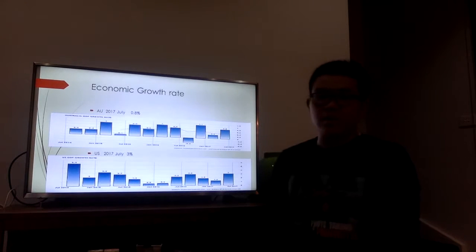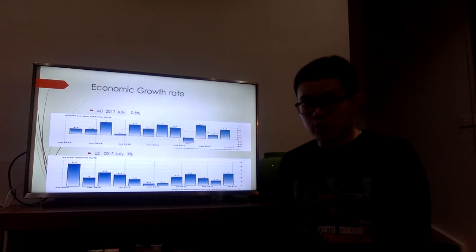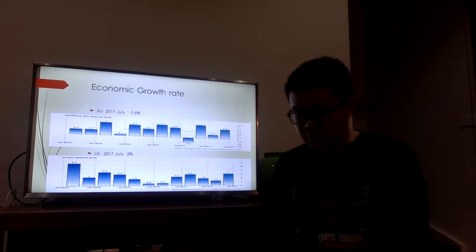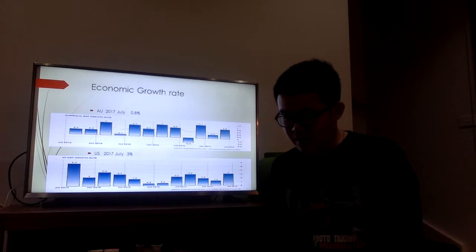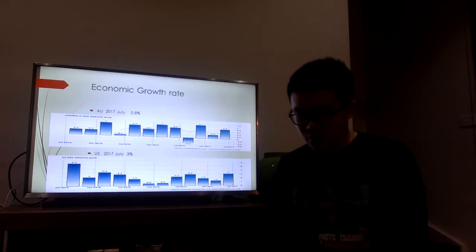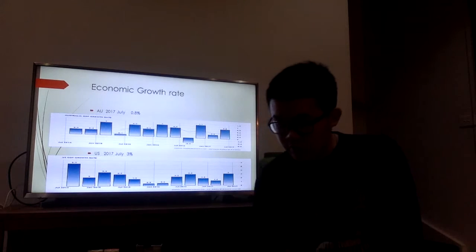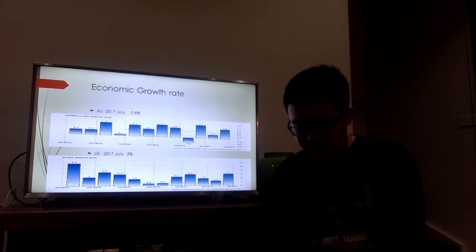First thing, economic growth rate. Economic growth rate is a measure of economic growth from one period to another in percentage terms. The economic growth rate provides sensitive insight into the general direction and the magnitude of growth for the overall economy.